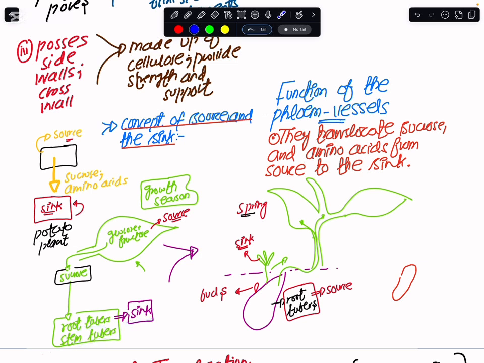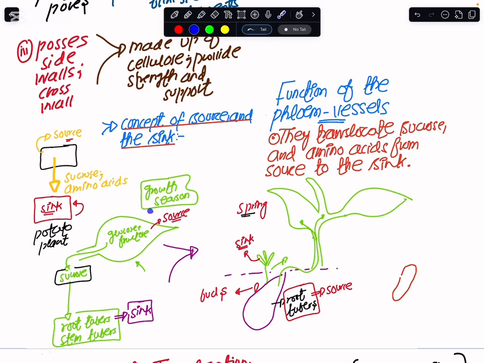Then the growth season ends and the top of the plant dies. When the next growth season comes, the root tuber or stem tuber buried under the soil would now act as a source, and the plant growing out of it would act as a sink. Things could also reverse between the daytime and the nighttime. During the daytime, the leaves act as a source, because from them we move the sucrose and the amino acid to the storage organ of the plant.